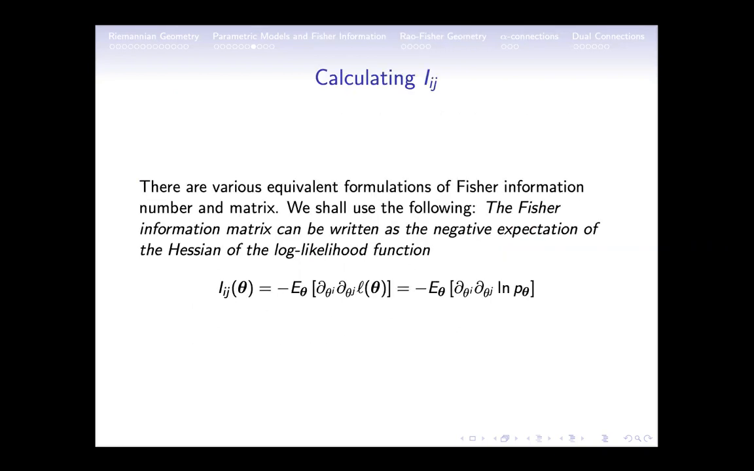Now, how to calculate this capital Ij? We already gave the formula, but there are many equivalent formulations of this Fisher information number and matrix. We will use the following equivalent formulation: the ijth element can be calculated as the negative of the expectation of the Hessian of the log likelihood.